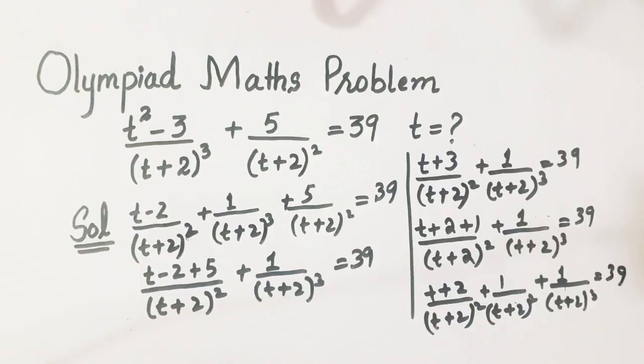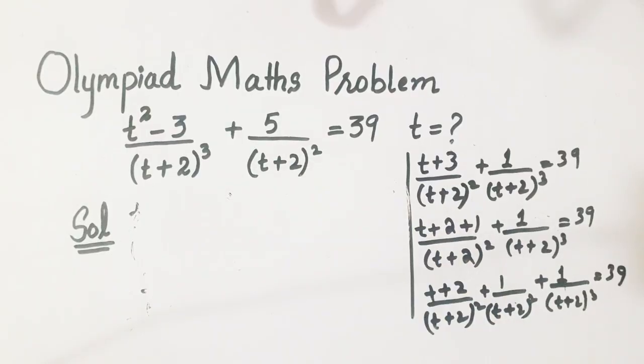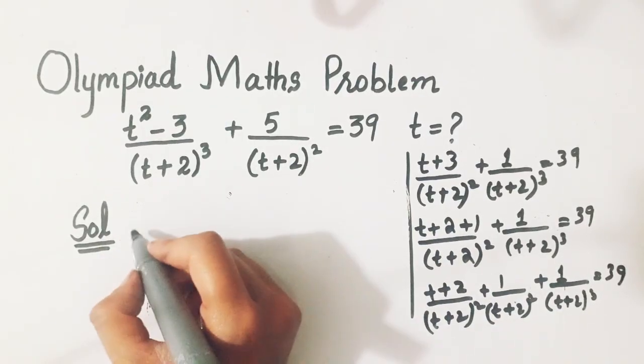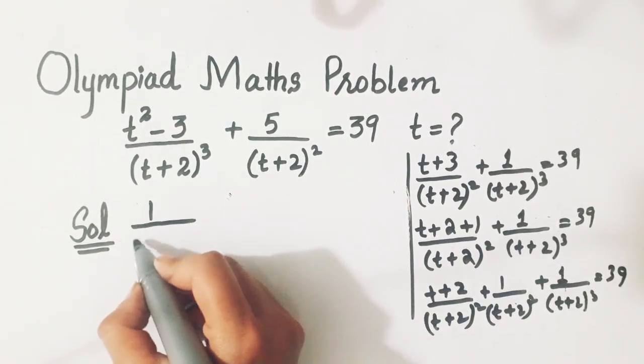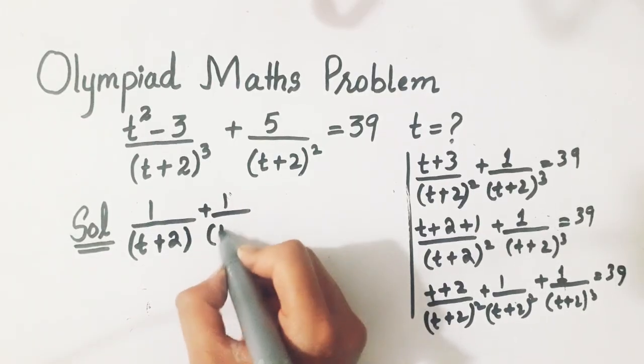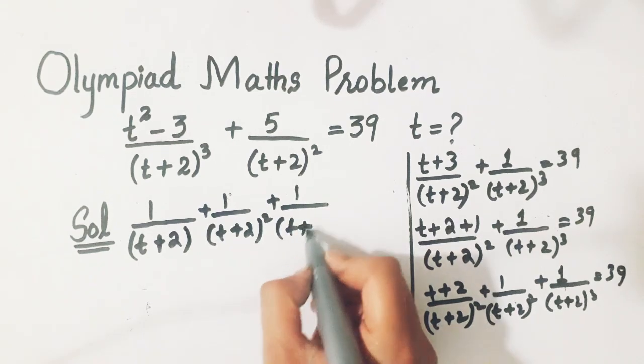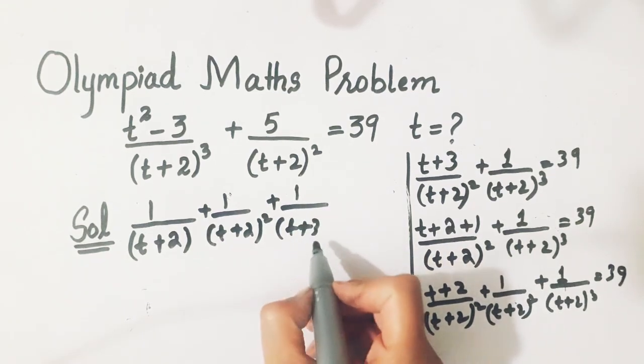Now what will happen to this? We will solve this as t plus 2 is cancelled out by t plus 2. So it will become 1/(t + 2), then plus 1/(t + 2)², then plus 1/(t + 2)³.